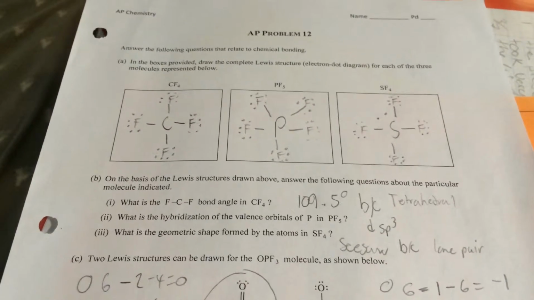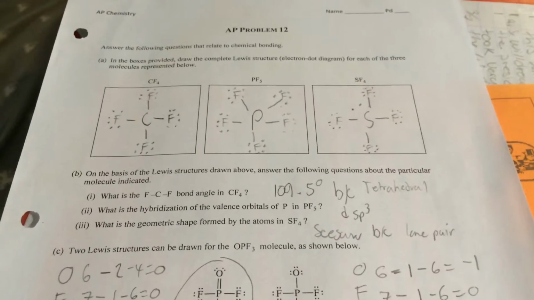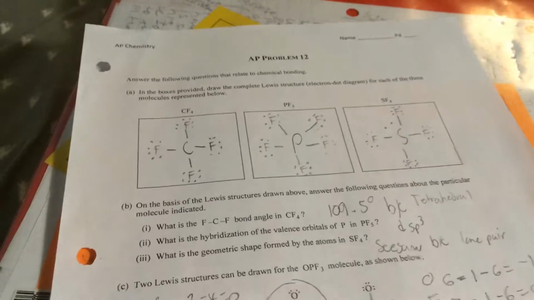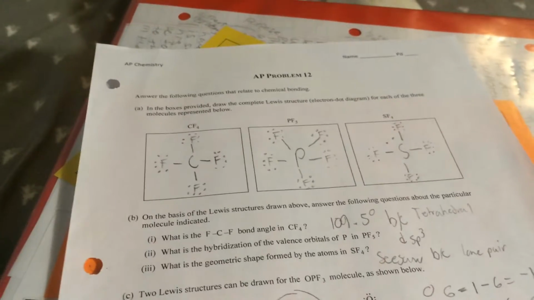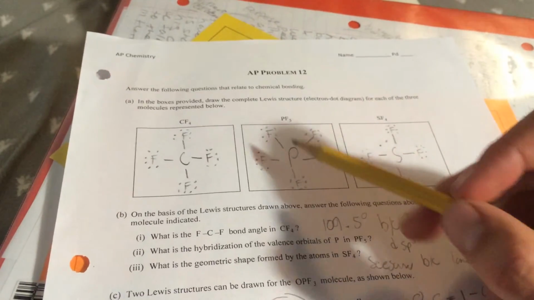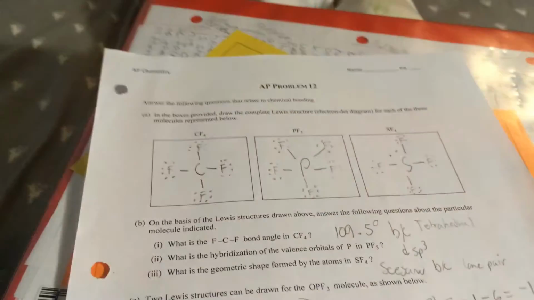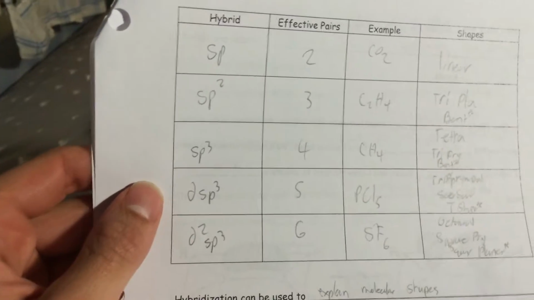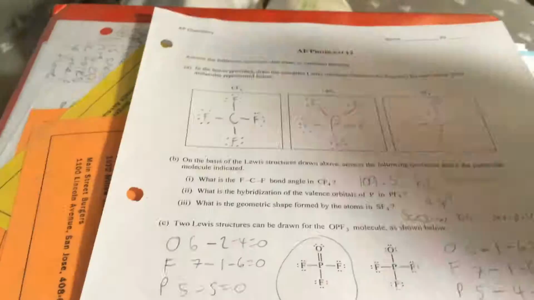The next one is, what is the hybridization of valence orbitals of P in PF5? So P is the center atom here, and since there's 5 effective pairs it has, if we refer to the notes we got, if you have 5 effective pairs, it is dsp3. So that is the hybridization for phosphorus in this case.